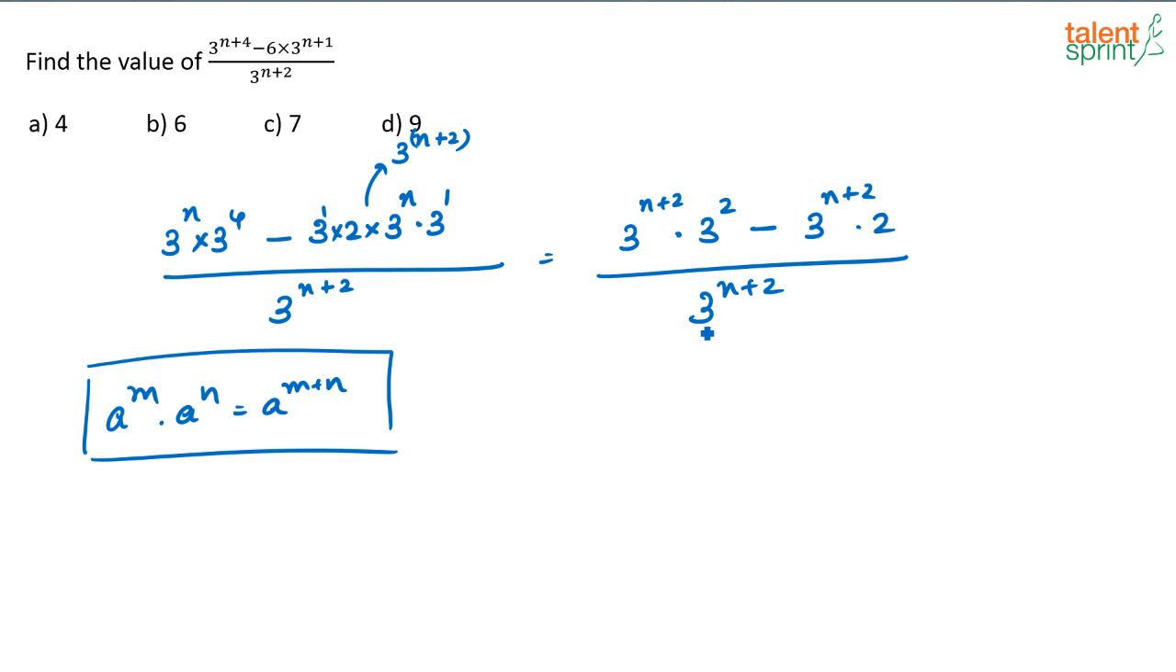So here 3 to the power of n plus 2 is common in all the terms. I cancel it out. So what do I have remaining? 3 squared minus 2, which is nothing but 9 minus 2, which is equal to 7. So you have to find out the value of this expression. The value of the expression is 7. Yes, that is option C. They have just asked us to find out the value of this given expression.